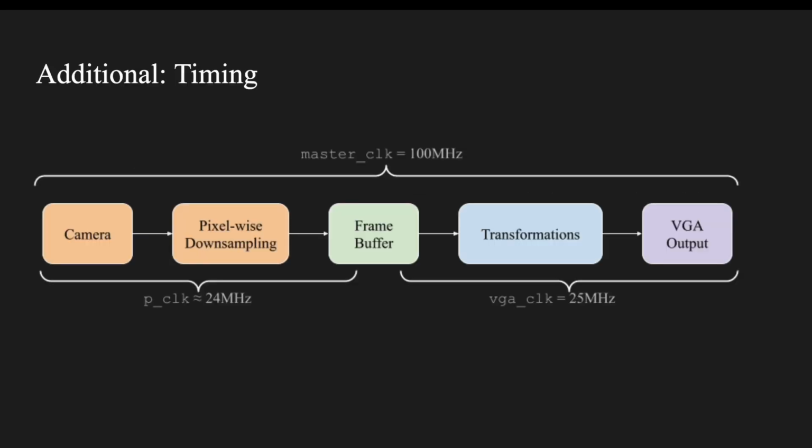And to summarize all this timing stuff, again, we have 3 different clock signals going. The one on the left here is the pixel clock from the camera. The one on the right is the VGA clock, which is 25 megahertz, and we have our master system clock at 100 megahertz.